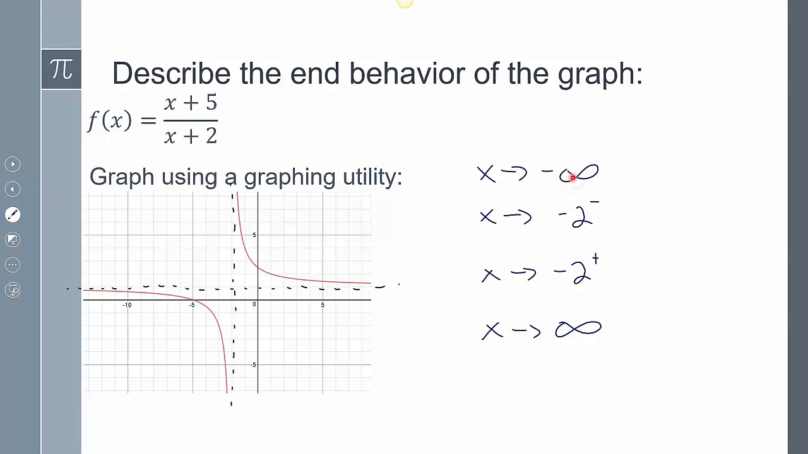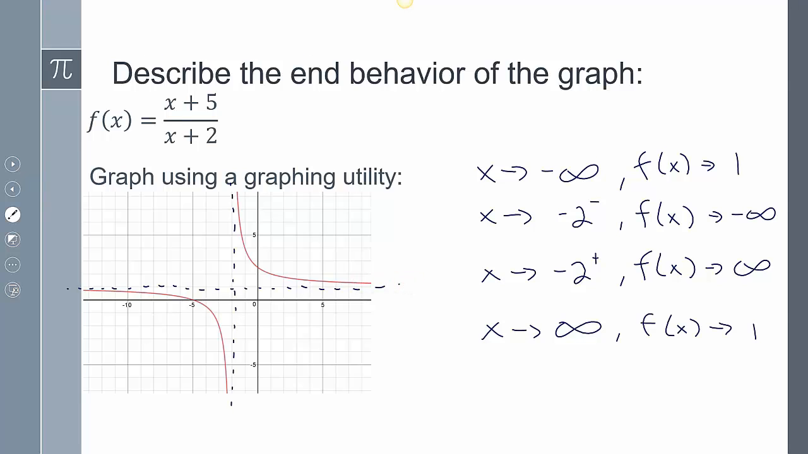So now let's describe what my y is doing. As x is going to negative infinity, y is approaching this number of 1. When x is approaching -2 from the negative, it's going down forever, so y is going to negative infinity. When it's approaching -2 from the positive, it's going up forever, and so f of x is going to positive infinity. And then as x goes to positive infinity, it's once again approaching that horizontal asymptote of 1. And so this right here would be my end behavior.